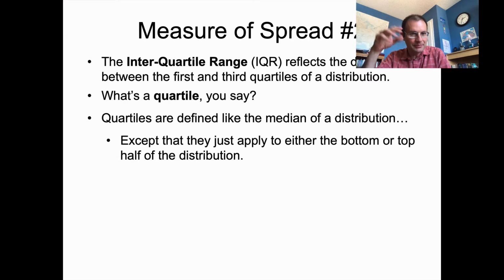The bottom half of the distribution, the lower valued numbers, I'm going to call the bottom half, and the first quartile will be the median of that half of the distribution. The third quartile will be the median of the top half of the distribution, or the higher valued items. And I guess you could think of the median as the second quartile, if you really want to.